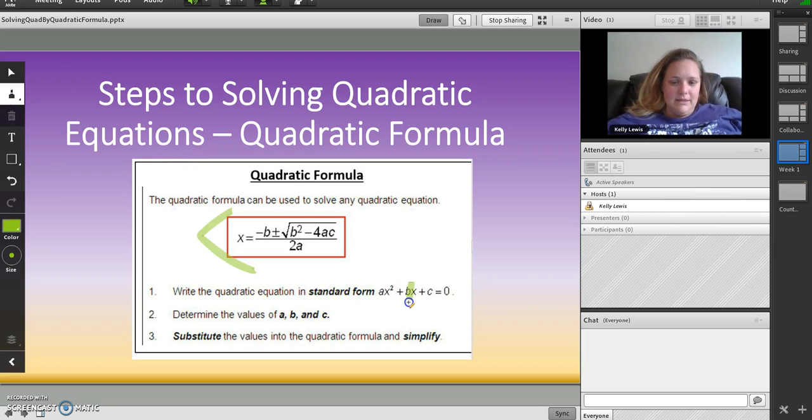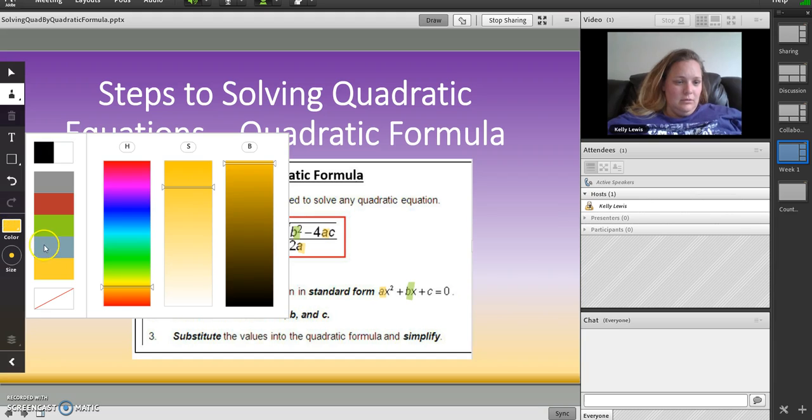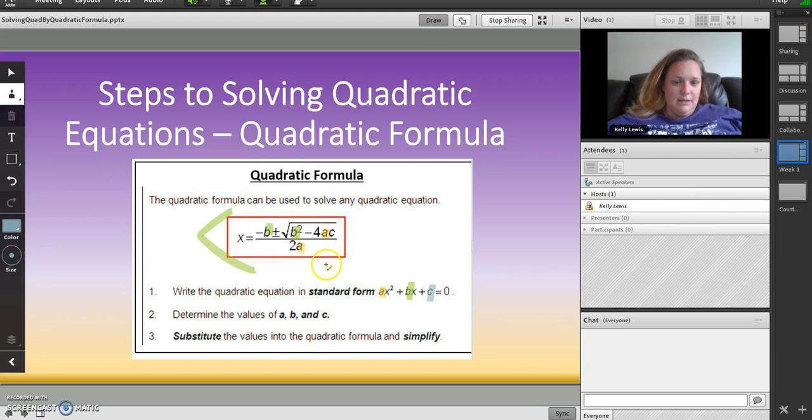All right, b is the number touching x. a is the number touching x squared. And c is the constant, the number by itself. So that's where those numbers come from. And then we just substitute it, we plug it in, and simplify.